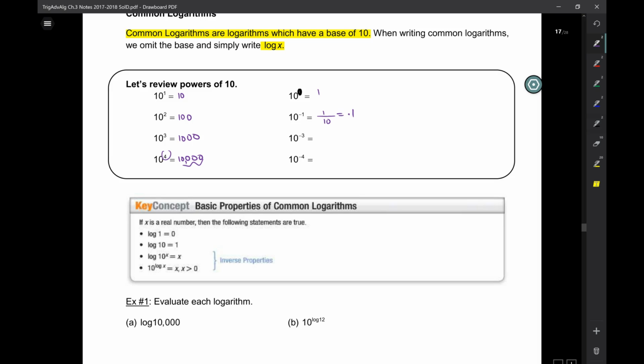Let's go in order. 10 to the 2 and 10 to the 3. Negative 2 and negative 3. So 1 over 100, which is 0.01. The exponents are just going from 0, -1, -2, -3. And then it's 1 over 1,000, 0.001. So, again, whatever the exponent is, that's how many zeros there are, and that's how many decimal places there are.